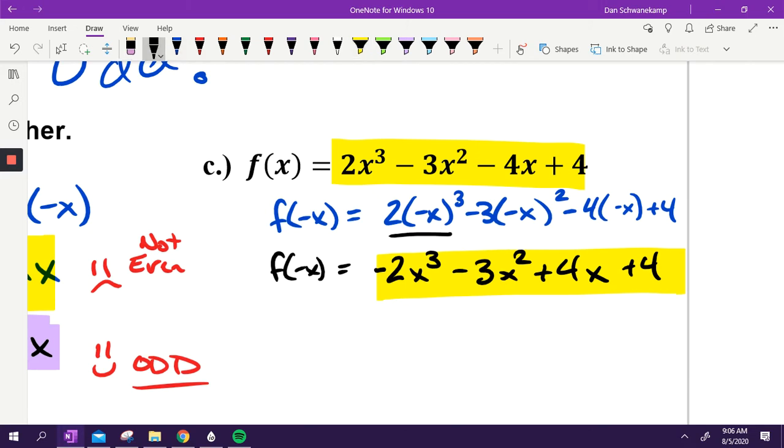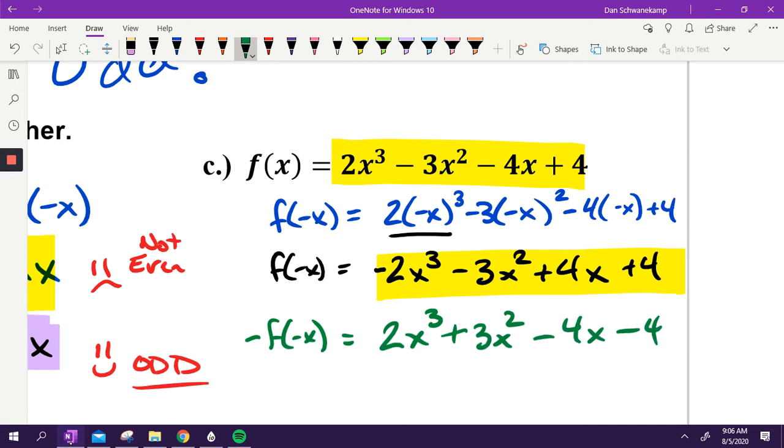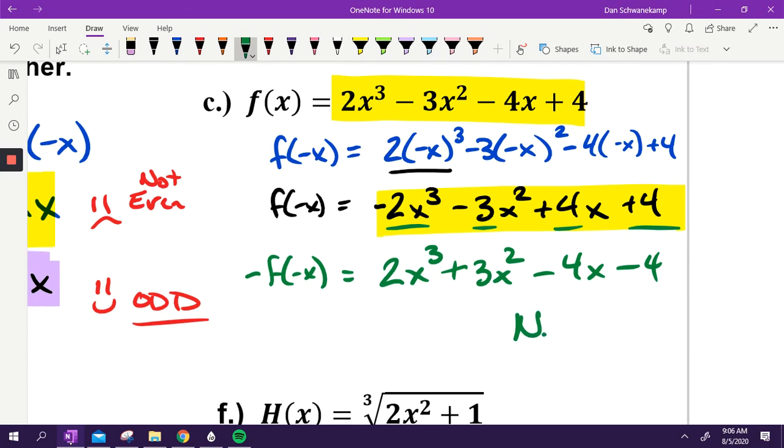So then we're going to check to see if it has origin symmetry by flipping everything. Now I'm going to find negative f of negative x. I'm going to change all the signs. So it's going to go positive 2x cubed, positive 3x squared, negative 4x, and a negative 4. I just went down the line and changed all my signs. Is this thing that I have here the same as what I started with? No. So it's not even, it's not odd. So what type of symmetry? Neither. It's got neither type of symmetry.